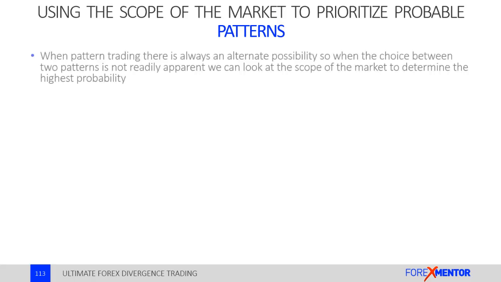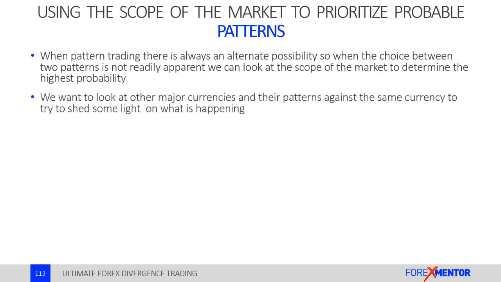Okay, when pattern trading, there's always an alternate possibility. So when the choice between two patterns is not readily apparent, we can look at the scope of the market to determine the highest probability. We want to look at other major currencies and their patterns against the same currency to try to shed some light on what is happening.